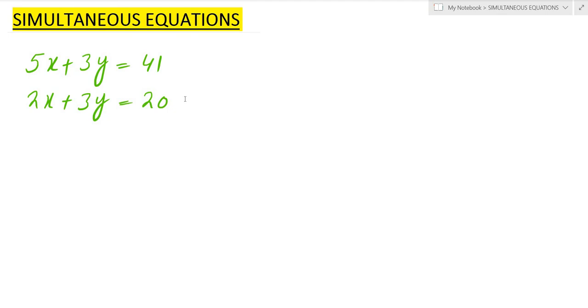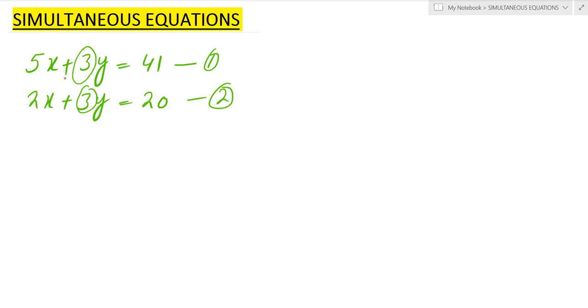Okay, so we're going to solve these equations, which means we're going to find the values of x and y. Let's say this is equation 1 and this is equation 2. So there are two equations: 5x plus 3y is equal to 41 and 2x plus 3y is equal to 20. Now we can see the y has a 3 here and a 3 here, so this is called the coefficient. These two numbers are the same, which means we can add or take away.